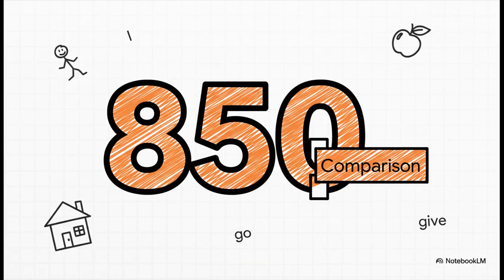Okay, here it is. This is the big reveal, the reason we're here. Comparison is on something called the Basic English 850 list. Now that might not sound like much, but trust me, this one little fact changes everything. It elevates this word from just being common to being absolutely fundamental. So, what on earth is the Basic English 850 list?